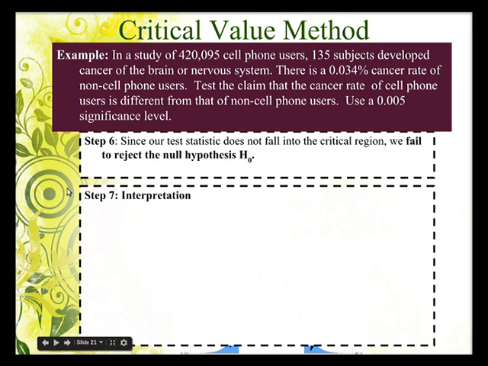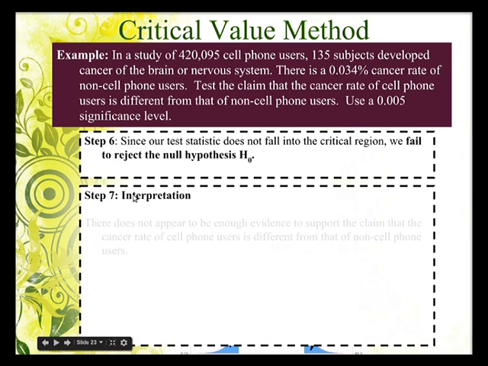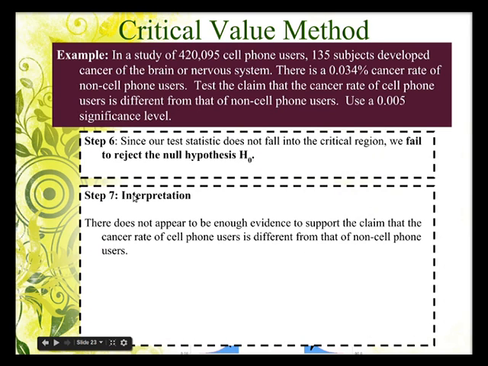So now let's interpret that. Looking back at the beginning, I failed to reject the null hypothesis, so let me cross out the alternative hypothesis, which corresponds to the claim. So since I've crossed out the claim, I can say effectively that there's not enough evidence to support the claim that the cancer rate of cell phone users is different from that of non-cell phone users.